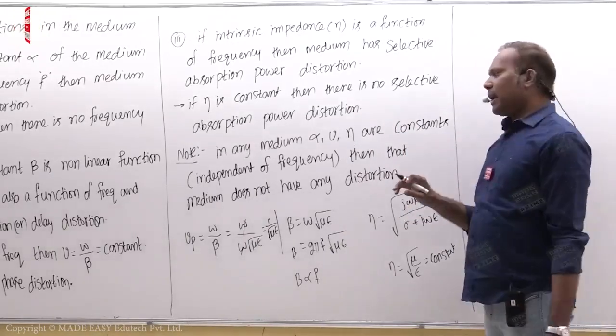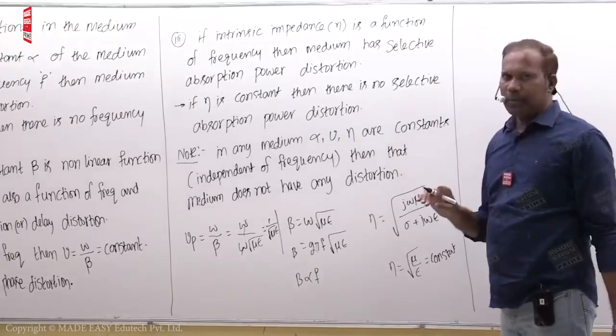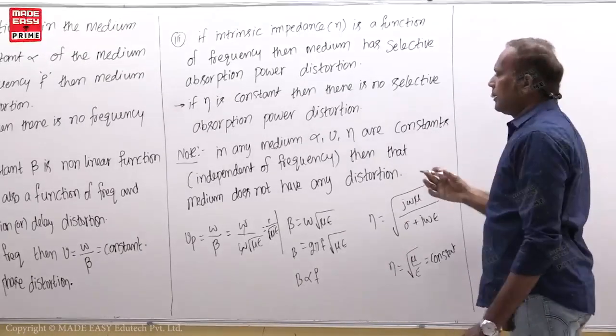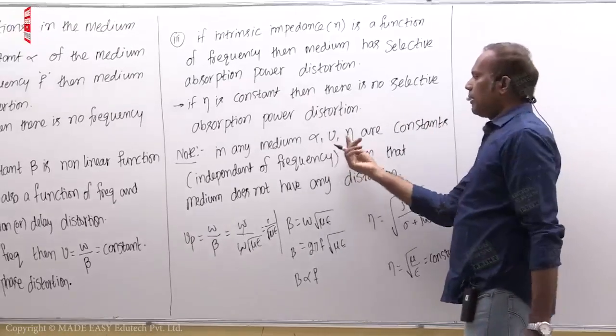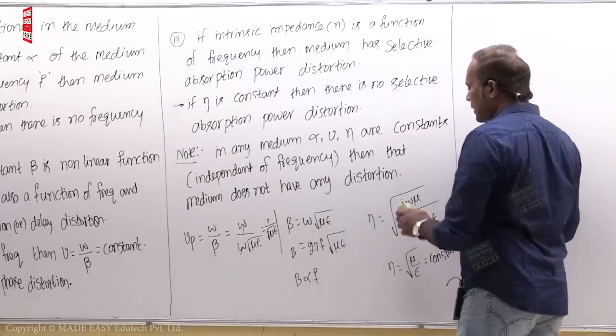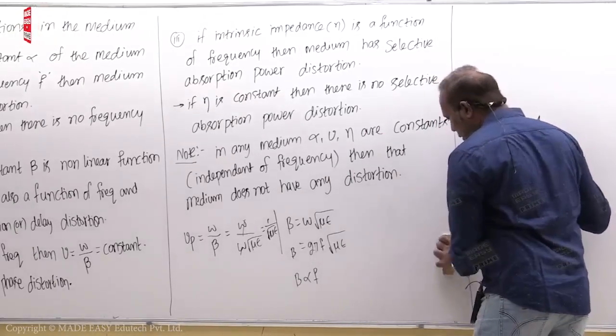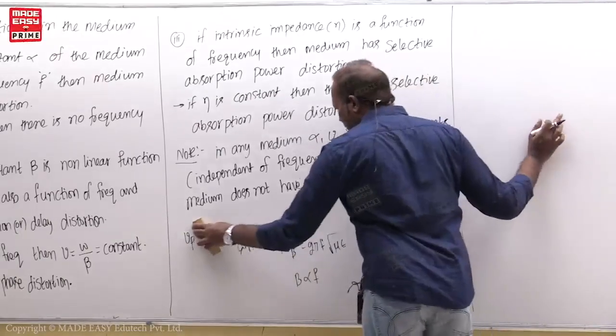Okay. For example, a lossless dielectric medium also. We will study the different types of mediums. So in those mediums, if alpha, V, and intrinsic impedance eta are constants, then automatically there will be no distortions in those mediums when the wave is propagating.